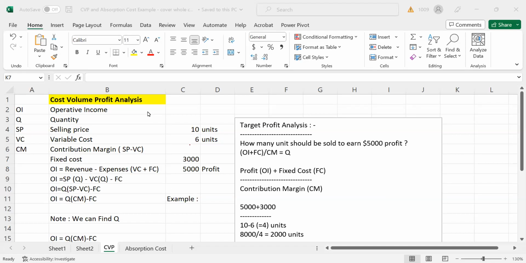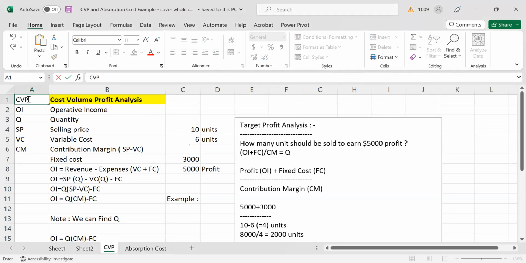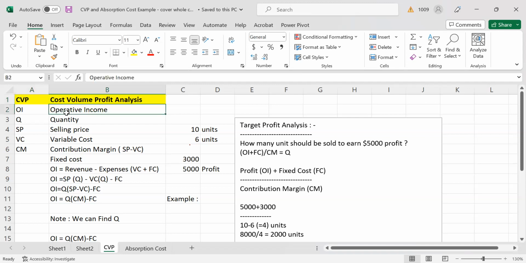Today I'm going to discuss cost volume profit analysis, which is also called CVP analysis. This is cost volume analysis in managerial accounting. Some of the terms I'm going to explain first. The first is the operating income, which is income from all the operations, denoted with OI, and Q is quantity, and SP is the selling price.